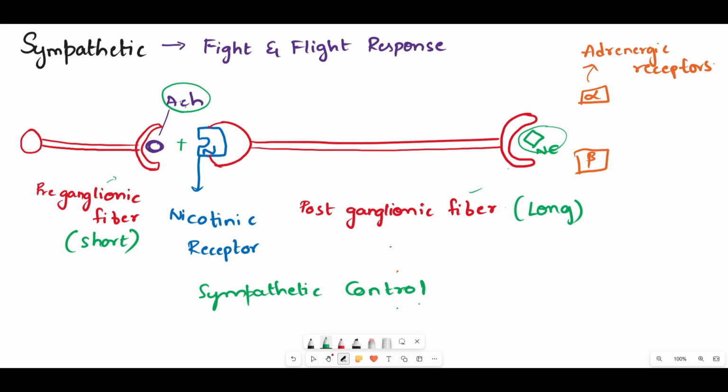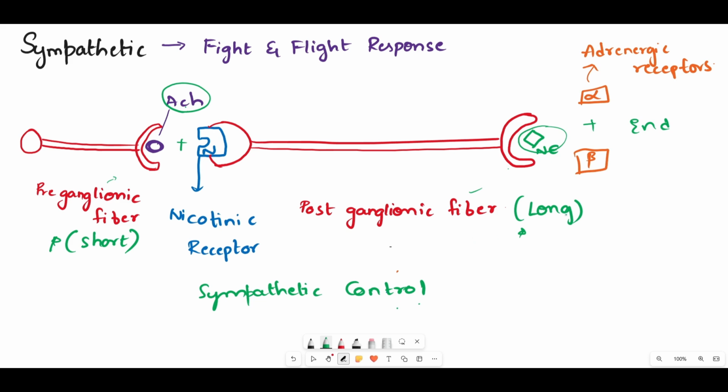Now, the acetylcholine, which is released from the preganglionic fiber, will be binding to the nicotinic receptor that is present on the postganglionic fiber. Similarly, the norepinephrine, which has been released from the postganglionic fiber, will be binding to the adrenergic receptors which are present at the end of the tissue. So learn the diagram, understand it, and describe the same thing in your answer.